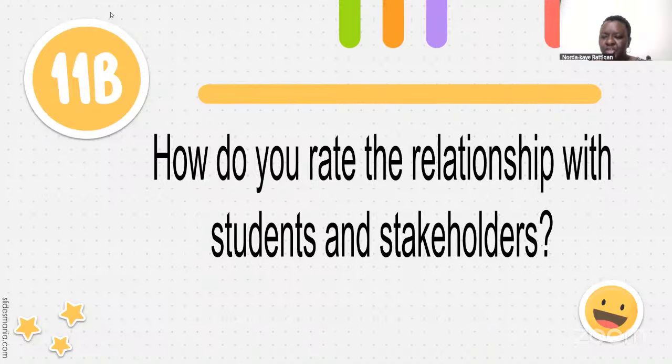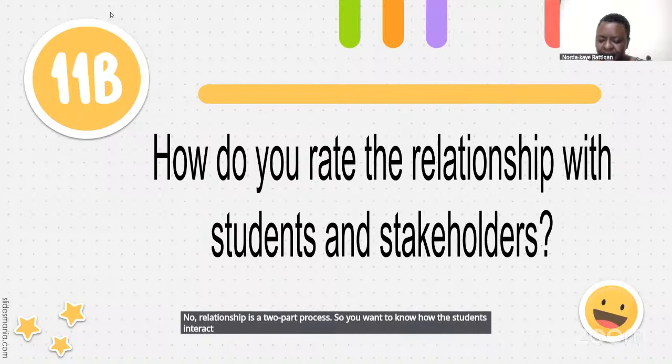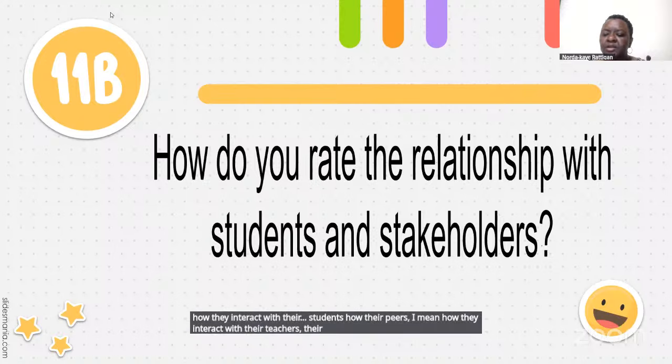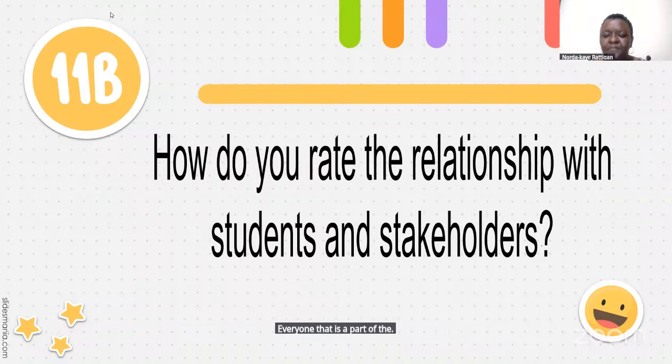Now, relationship is a two-part process. So you want to know how the students interact with themselves, how they interact with their peers, how they interact with their teachers, how they interact with other workers on the compound. Do they just respect the teachers, or do you ensure that they respect everyone that is a part of the school community? So you evaluate things like those.